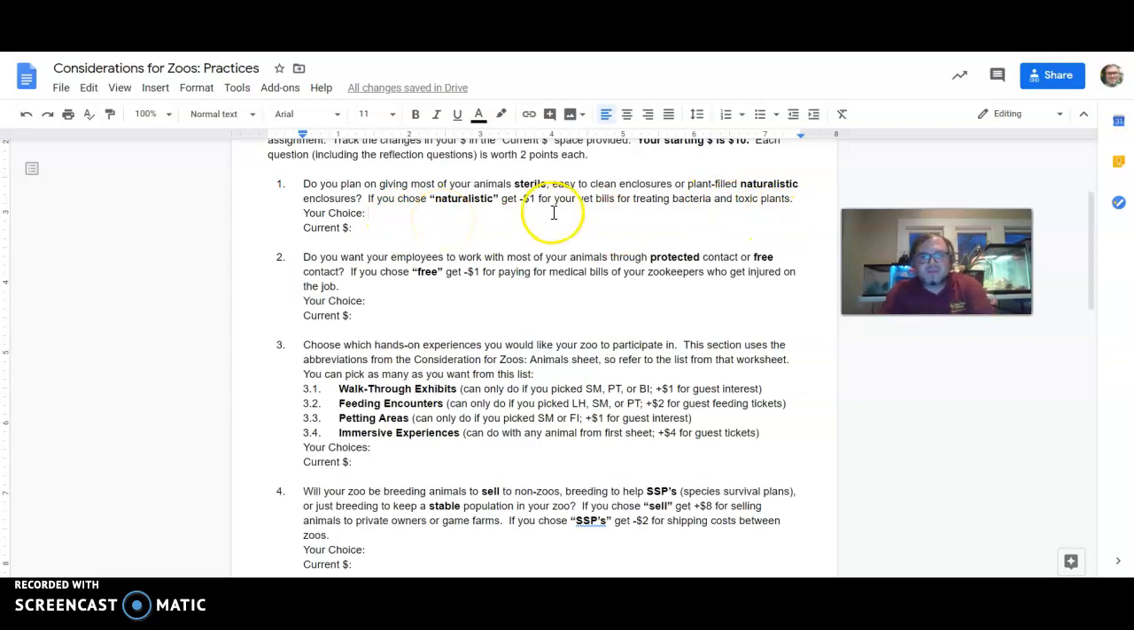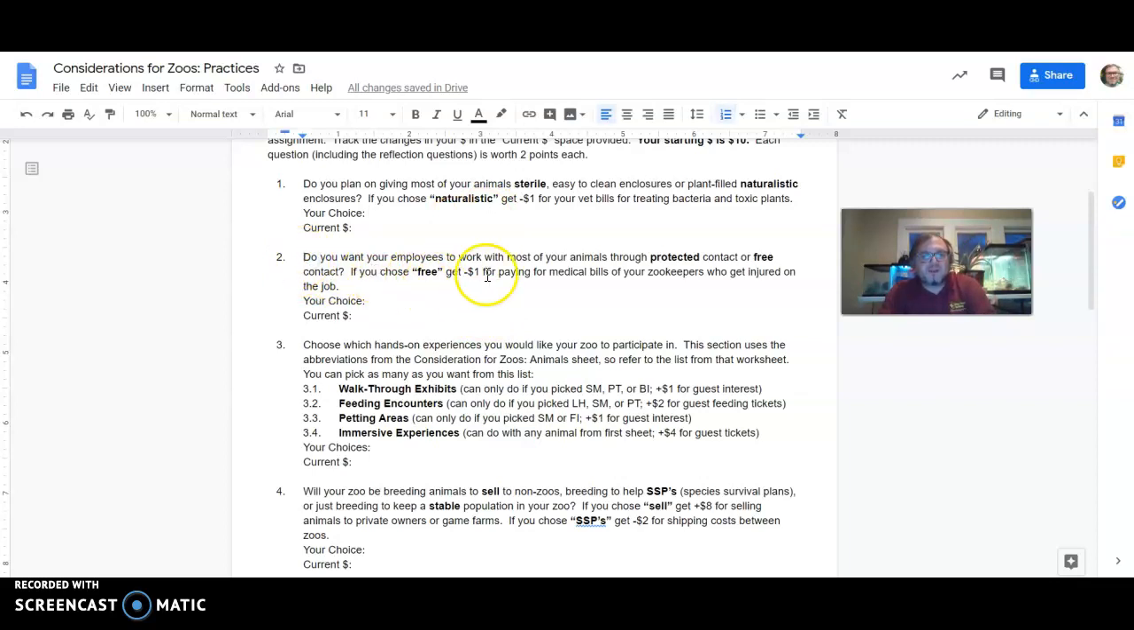Now, even though some of these are going to have negatives right off the bat in terms of the price, again, think about the upside of naturalistic. It gives your animals a nicer place to live than a sterile environment does, even though they could get sick. So weigh the pros and cons of it. Just because it subtracts from the money doesn't mean that it makes it less nice for the animals. So think about that part too.